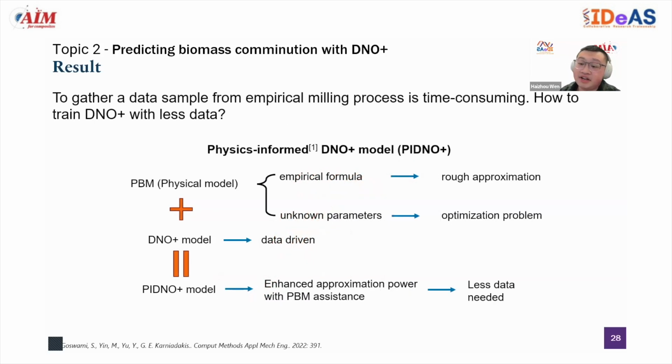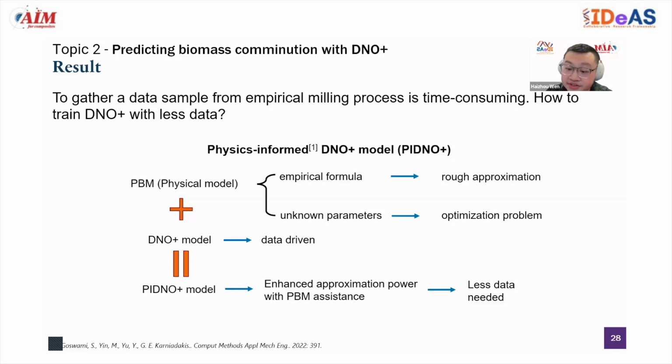However, in reality, collecting biomass data to train a surrogate model can be very time consuming. Even after several years, the amount of high quality but useful data that we have is still less than like 100 samples. So to address this limitation, we're looking into developing a model that could work with less data. That leads us to explore physics-informed DNO plus models, or PI-DNO plus model. In this way, we use the population balance model, which is a simulation model, to expand the size of the data set.